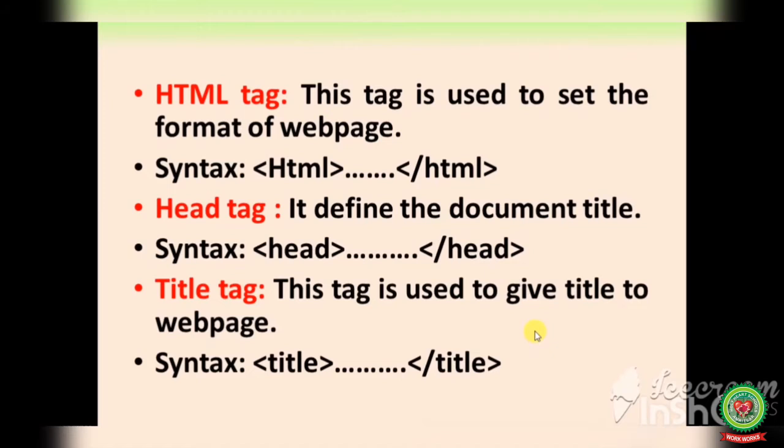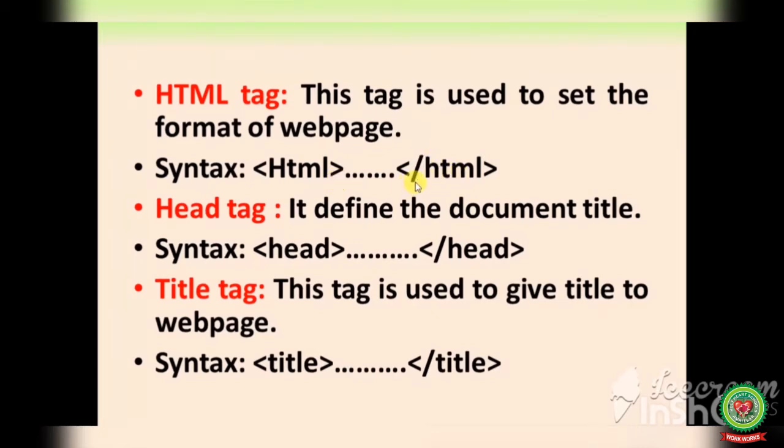So now I'm going to start with the HTML tag. HTML tag is used to set the format of the web page. This is the syntax of the HTML tag. You can see here I have written HTML two times, which means it is a container tag. How can we identify that it is a container tag? With the opening and closing tag, meaning this is the on tag and the off tag. On tag is without forward slash and off tag is with the forward slash.